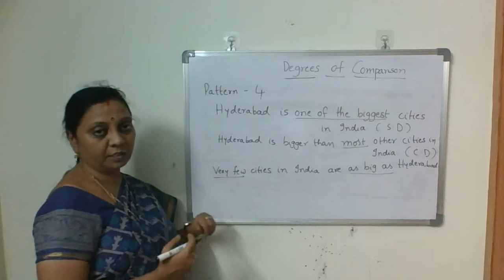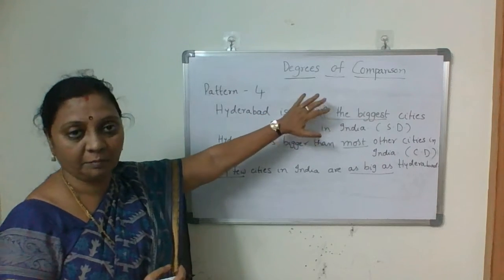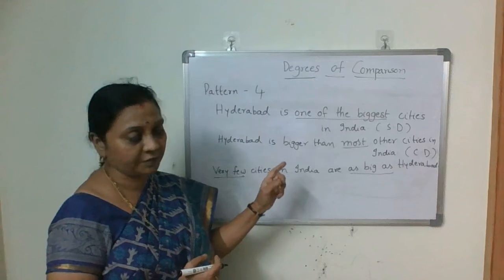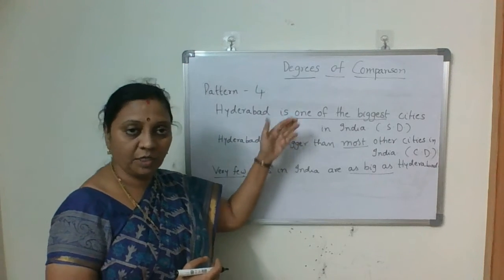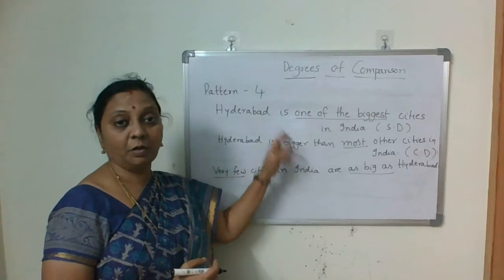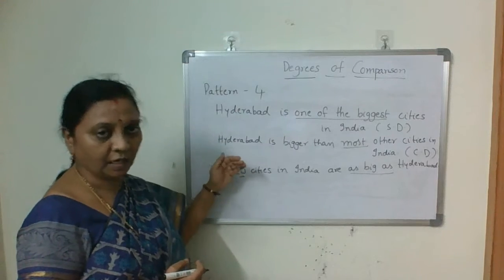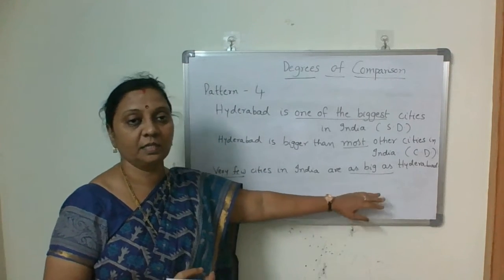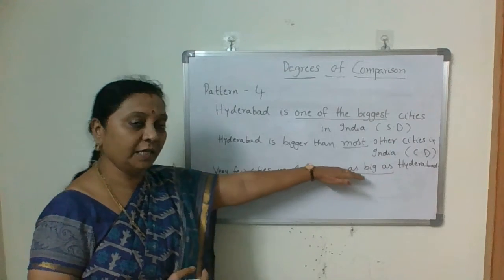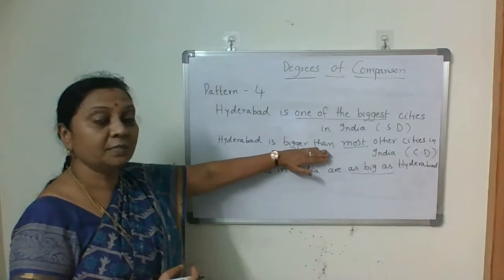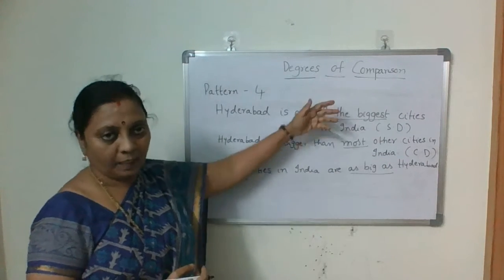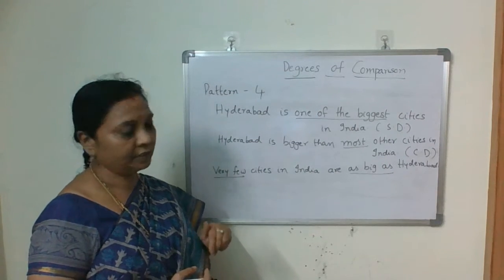So we give this expression because we want to equate, and the meaning should not change. That is the transformation of sentences. In the beginning I said you only have to change the form without changing the meaning. Then how do we do it? This is the expression we have to give. Very few cities in India are as big as Hyderabad. Hyderabad is bigger than most other cities in India. It is one of the biggest cities.